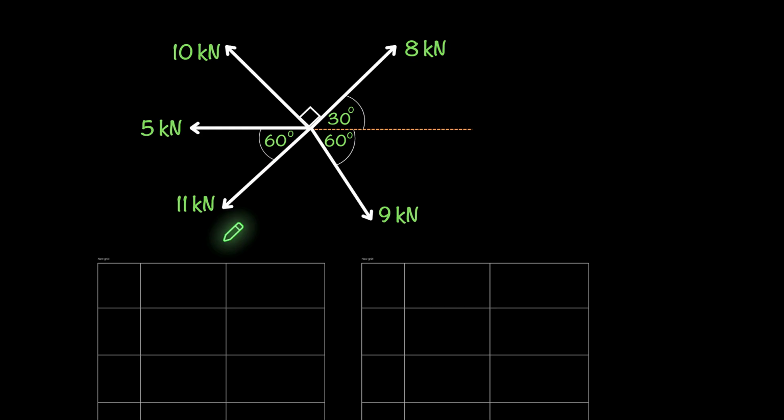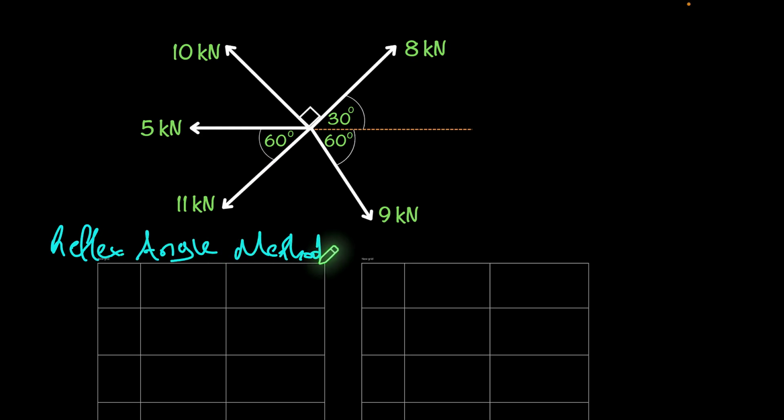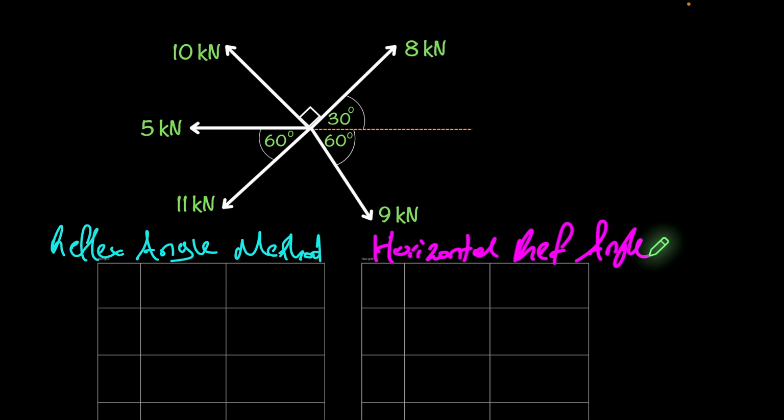On the left, the method that we're going to use is the reflex angle method. On the right hand side, I'll label it as the horizontal referenced angle method. Okay, so let's begin. Just for clarity, the first column is going to be our forces, the column in the middle is going to be the horizontal components, and the column at the end is going to be the vertical components on both of the tables.